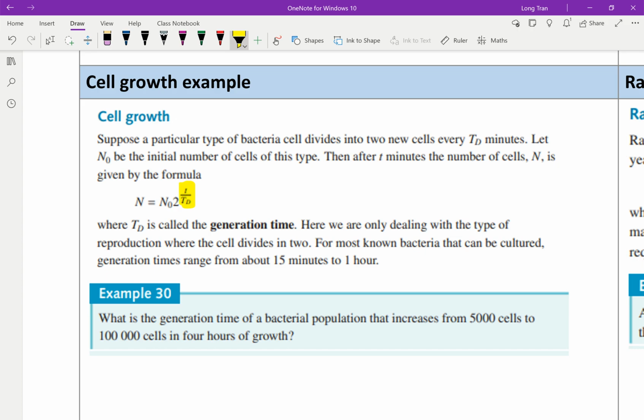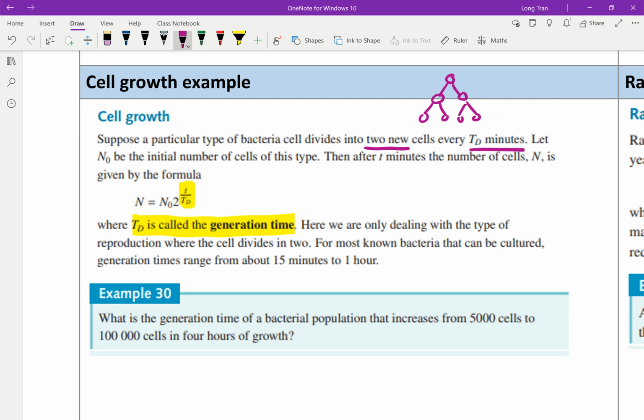What does that mean? TD is called the generation time. That means how long it takes to reproduce itself again. In this particular example, it's the growth of cells. A cell splits up after every TD minutes, and then after those minutes, these also split. In this case, the cells divide into 2 new cells. With cell growth specifically, we're going to talk about just splitting into 2, not 3 or 4.